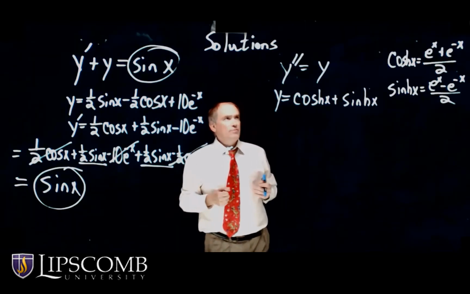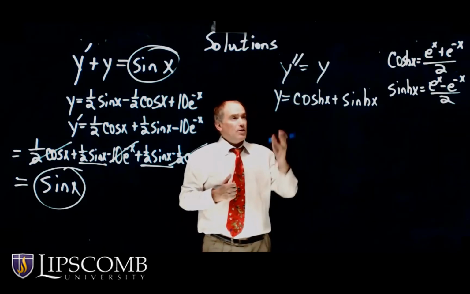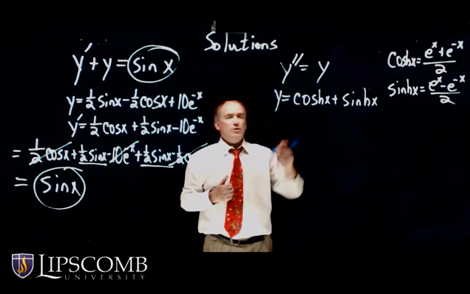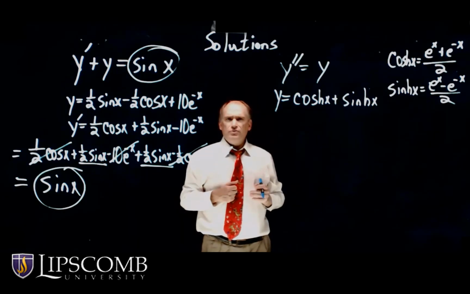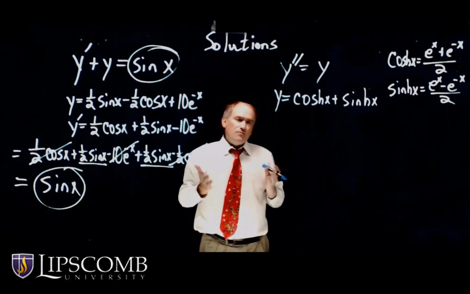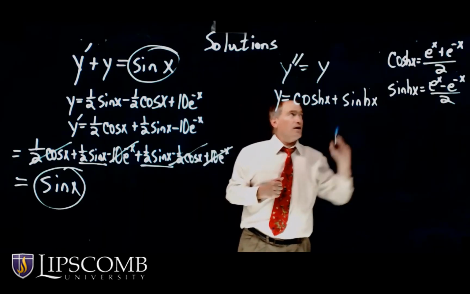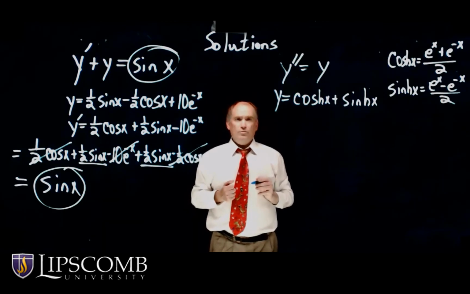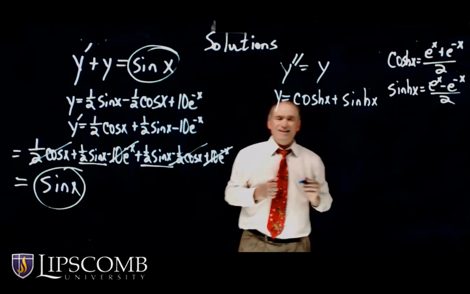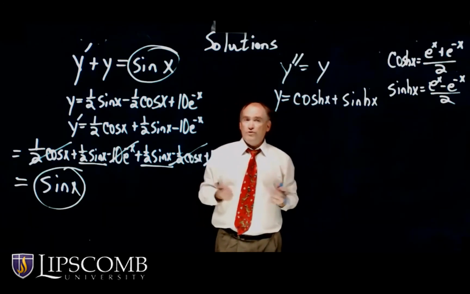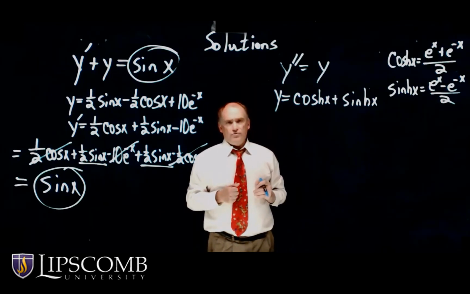For my next example, I've got y double prime equals y. I'm claiming that y equal to hyperbolic cosine of x plus hyperbolic sine of x is a solution to this differential equation. For those who don't remember, hyperbolic cosine of x is e to the x plus e to the minus x over 2. Hyperbolic sine of x is e to the x minus e to the minus x over 2. And then you have all the 6 hyperbolic functions.